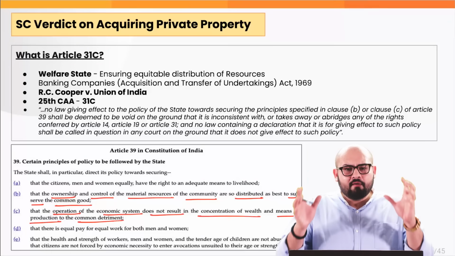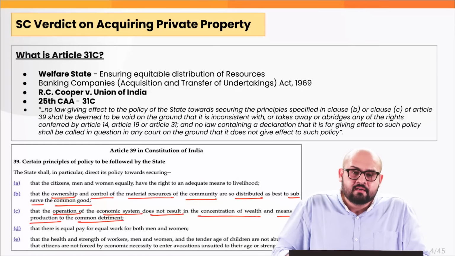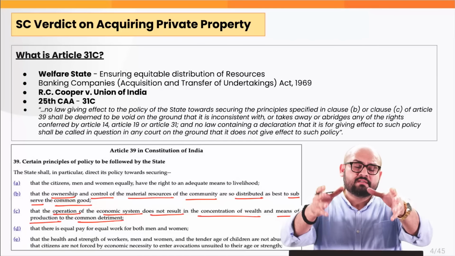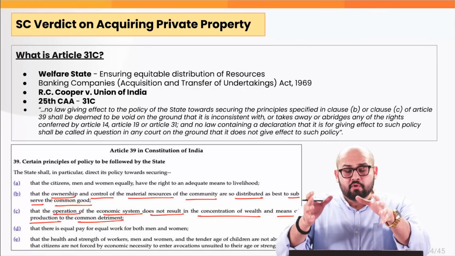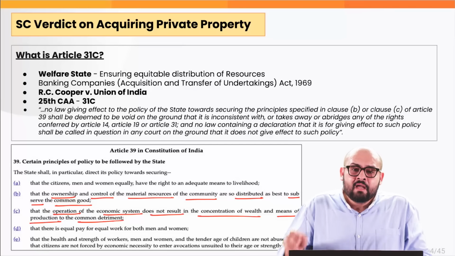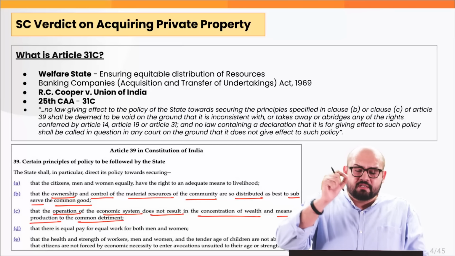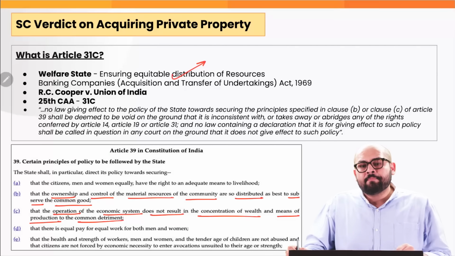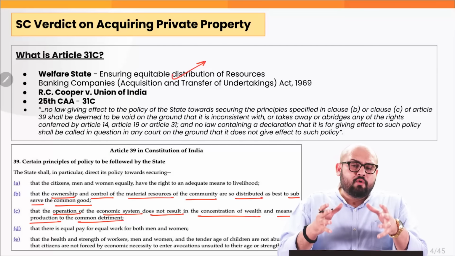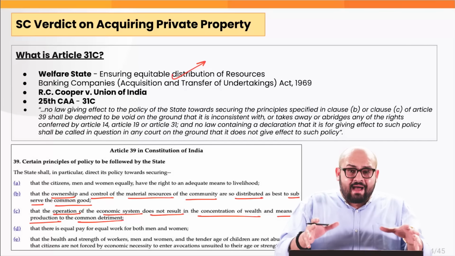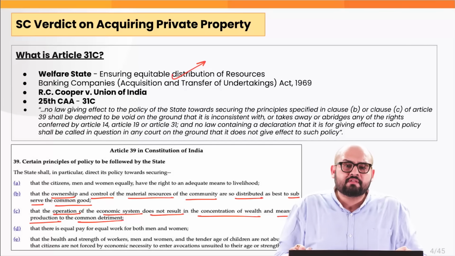We all know that India is a welfare state. What do you mean by welfare state? That India has obligations towards its citizens, mostly with respect to the vulnerable sections of society. This makes it an obligation for the state to ensure the equitable distribution of resources, right? And if the state wants to distribute resources equitably, it has to have ownership of the resources, right?